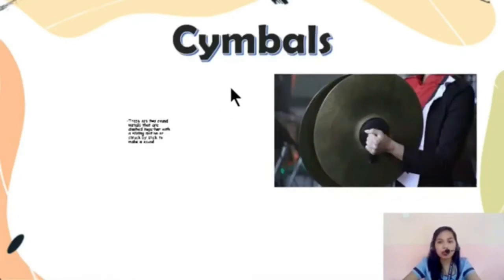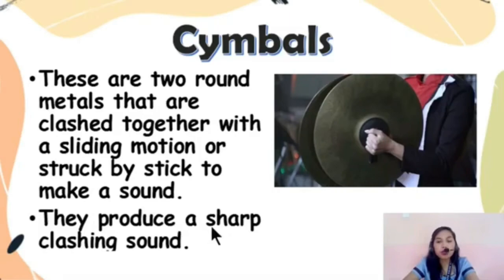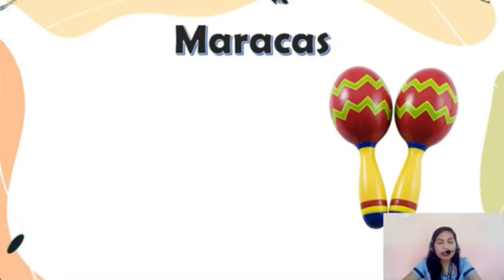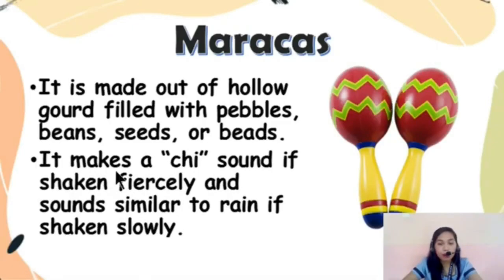Next are the cymbals. These are two round metals that are clashed together with a sliding motion or struck by a stick to make a sound, and they produce a sharp clashing sound. And lastly, the maracas. It is made out of a hollow gourd filled with pebbles, beans, seeds, or beads. It makes a cheesy sound if shaken fiercely and sounds similar to rain if shaken slowly.